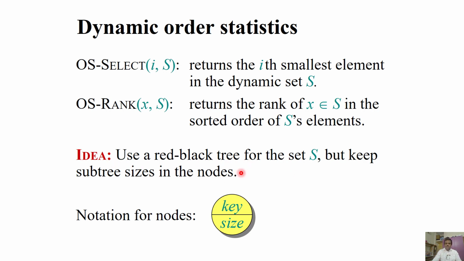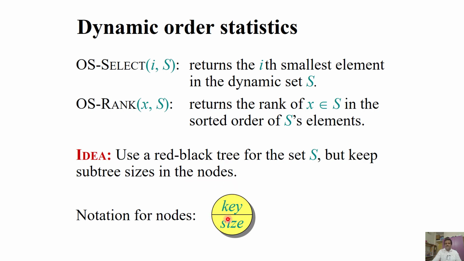We'll form the red black tree, and the key value is the key value of the record. In each node we want to keep an extra piece of information: the size of the tree rooted at that node. We keep the subtree size in that node.